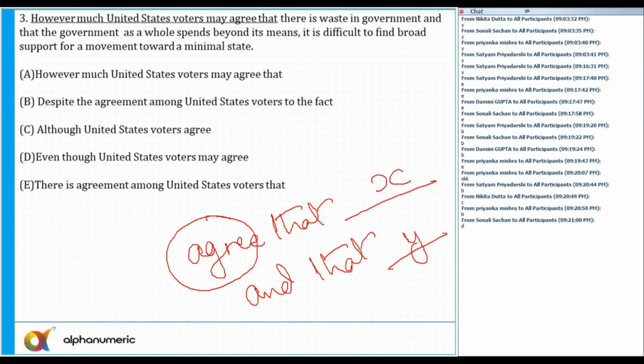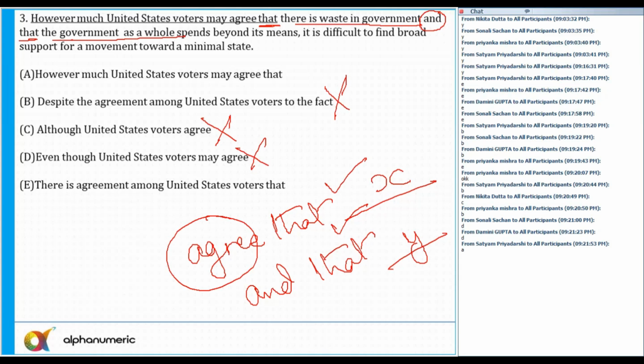See, you agree that X and you agree that Y. If you see over here, it says they agree that this is X and they agree that this is Y. Which means that to make it parallel, I will have to use that. That will have to be there. Without that, this cannot become the answer, which means B, C, and D are gone, because they have done away with the word that. Did you understand what is happening? Okay.